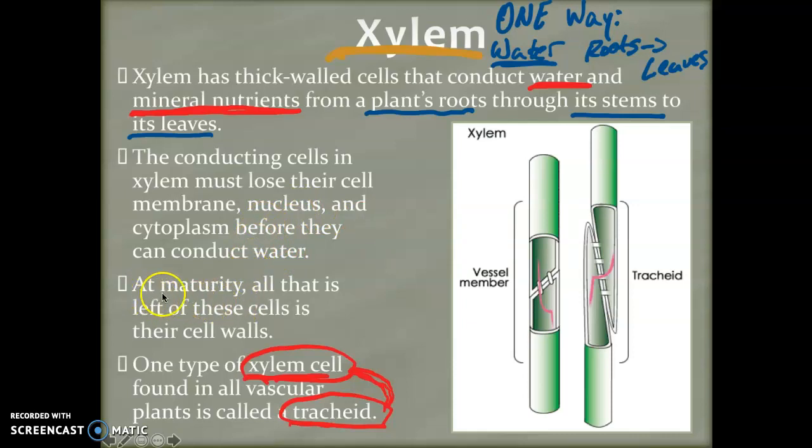At maturity, this one is big as well. All that is left of these cells is their cell walls. There's nothing really in them because they've lost their membrane, nucleus, and cytoplasm before they can conduct water. There are different types of cells, but the main type found in all plants is called a tracheid. These xylem cells are at a slanted angle, and these pores right here allow the water to go across and keep going in the same direction.